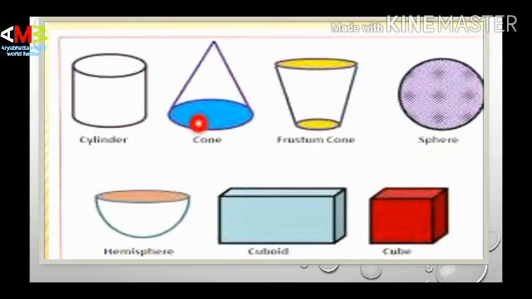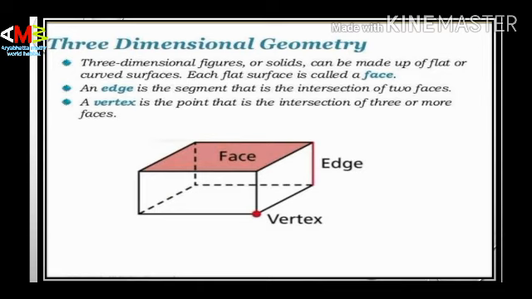These are the shapes of all the figures. Cylinder, cone, frustum of cone, sphere, cube, cuboid, and hemisphere. Let us learn one by one. 3-dimensional geometry means it has a face, edge and vertex. The pink color is called a face, this line is called an edge, and the point is called a vertex. So, it is a 3-dimensional figure.